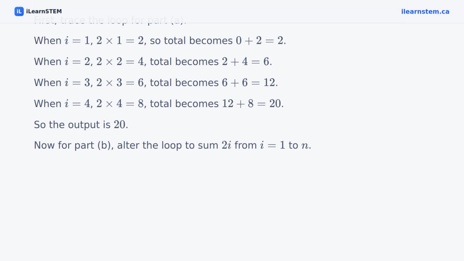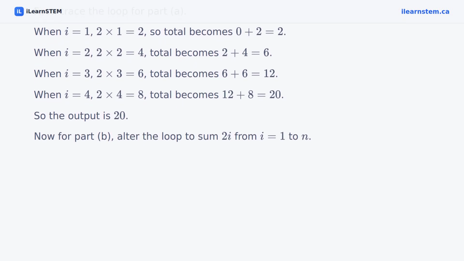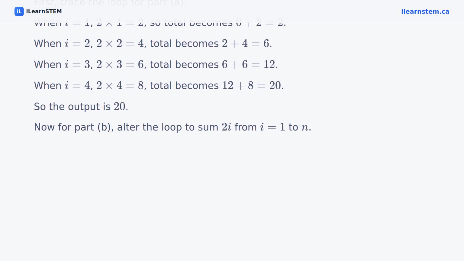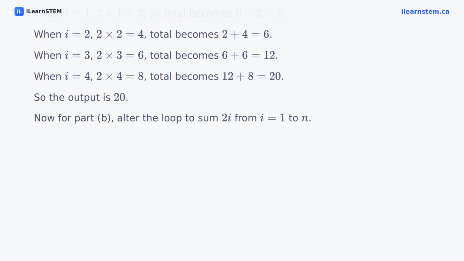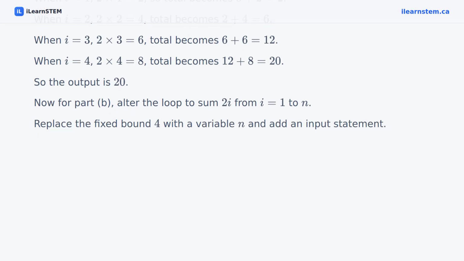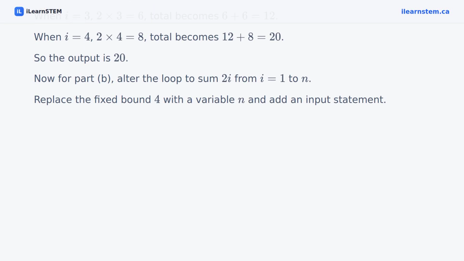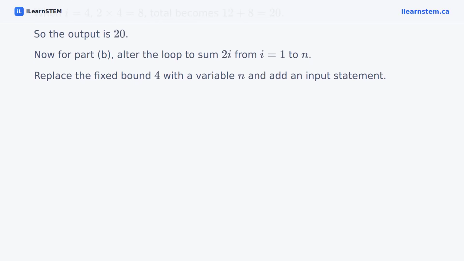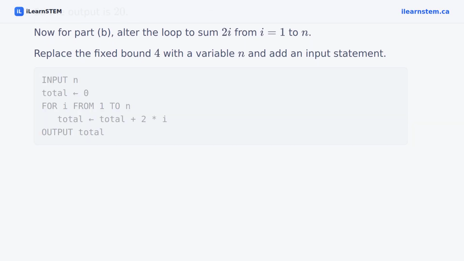Now for part B, we need to alter the loop so it sums 2i from i equals 1 to n, where n is input by the user. We replace the fixed bound 4 with a variable n and add an input statement to read n from the user. Here's the altered code.